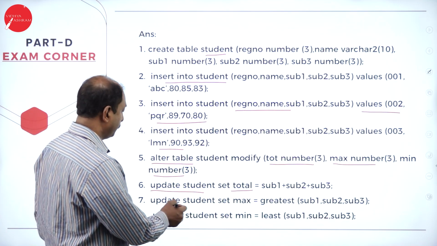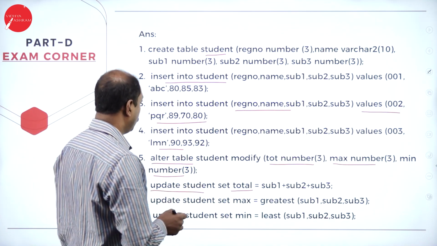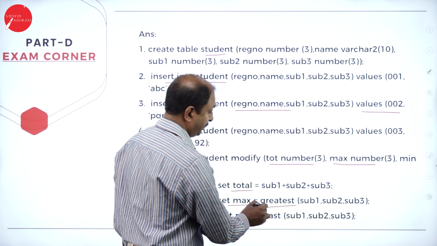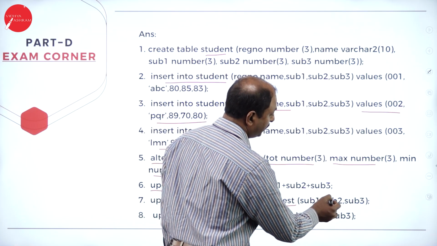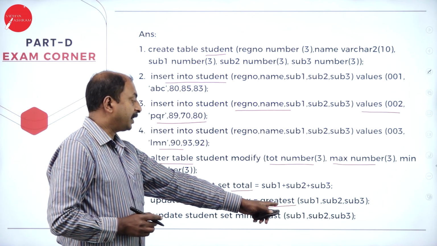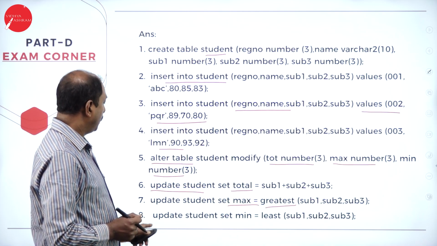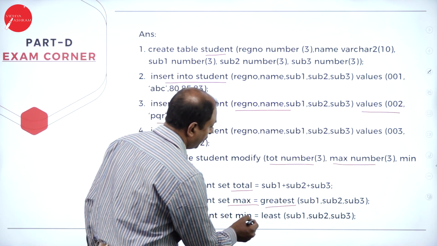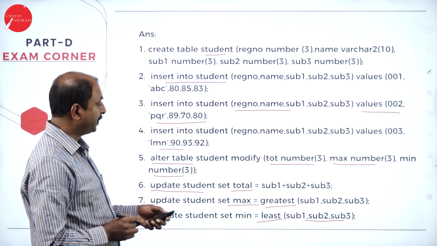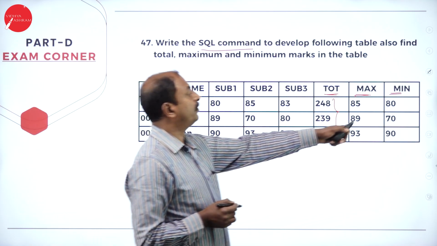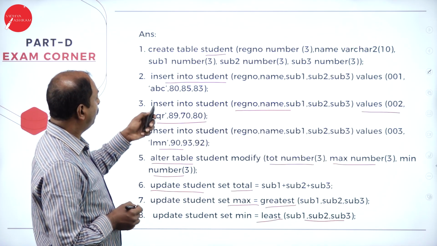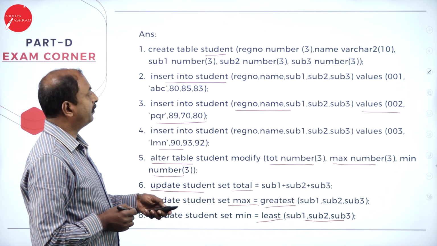And next one is to find the maximum value. So update student set maximum equals, we are using the greatest function. So it is greatest of subject 1, subject 2, subject 3. These are the fields. So it gives us the greatest value. Next, update student set minimum equals least. So this is another function, a group function. So it results in the minimum value. So this is the question given, and these are the different queries as the answer to the given table.